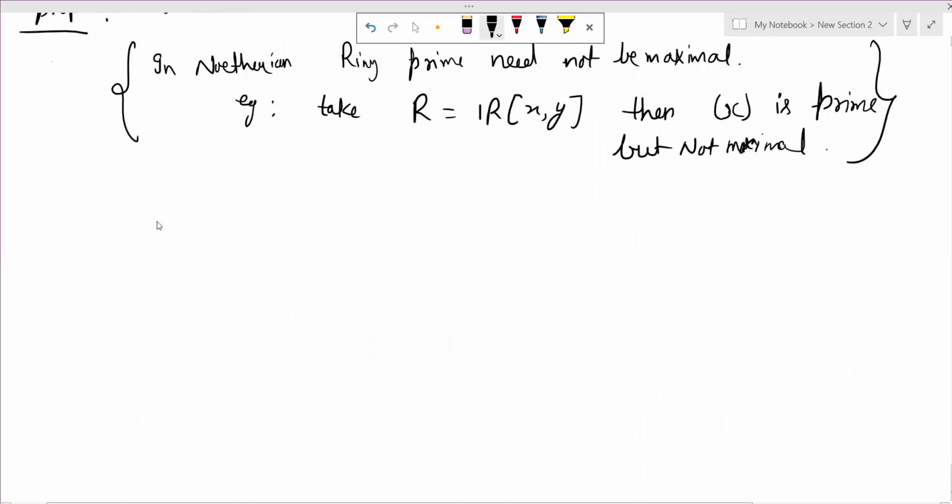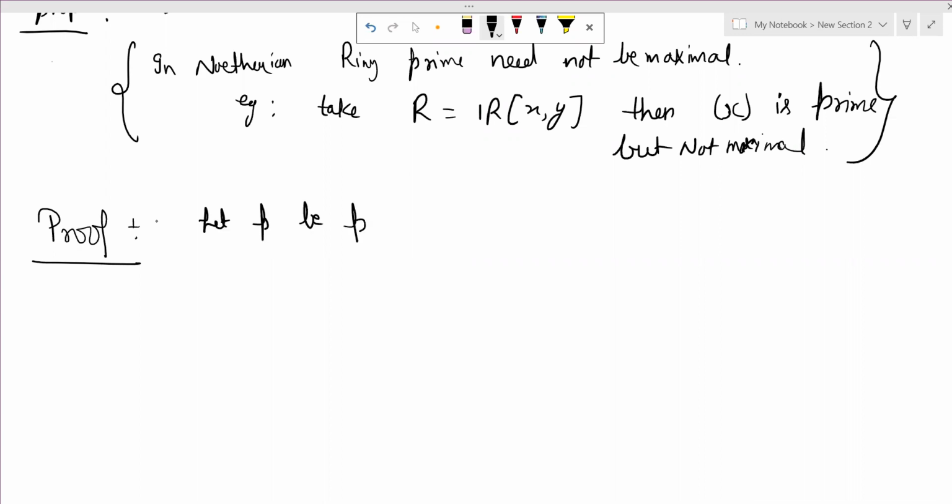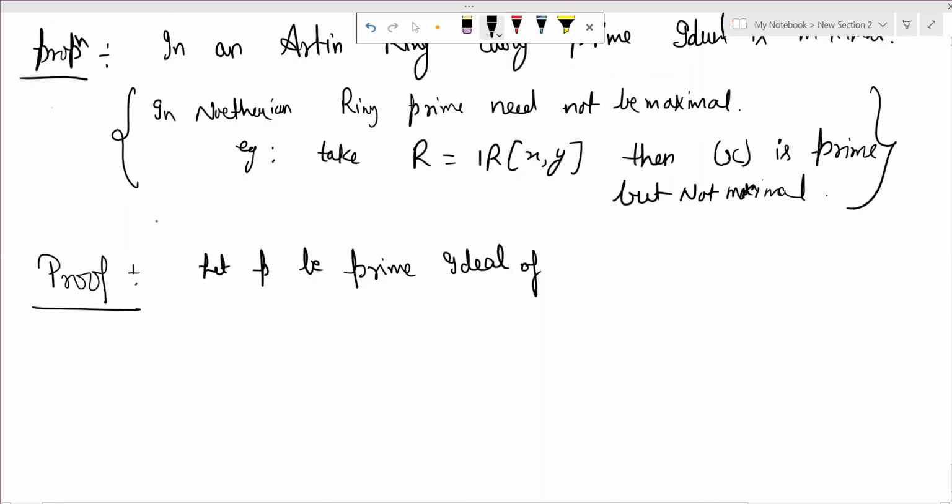So now the proof of this statement. How will we prove it? Muthukumar, do you have any idea how we will prove such a statement? We are given a prime ideal and we have to prove it is maximal in an Artinian ring. So okay, let P be a prime ideal of our Artinian ring R.